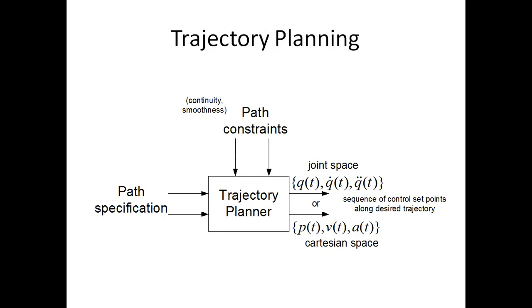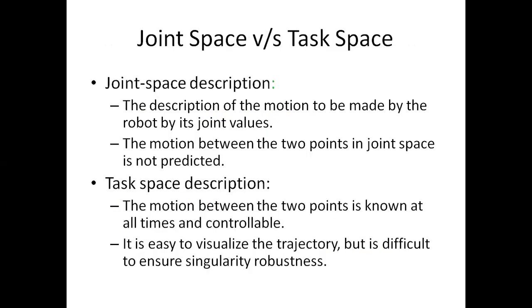So we'll have a trajectory planner. With that, we'll be having a joint space and Cartesian space. So joint space notations will have Q, Q dot, and Q double dot. So a sequence of control set of points will be along the desired trajectory. Whereas in the case of a Cartesian space, we'll have P, V, and A of t. So joint space versus task space.